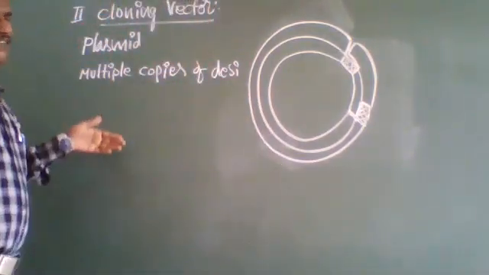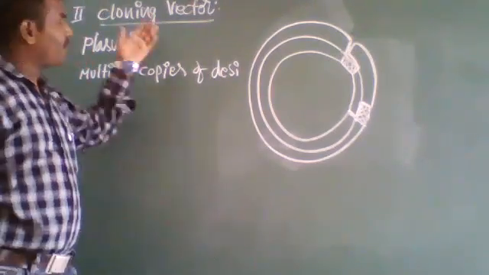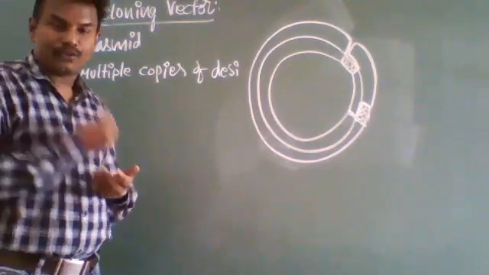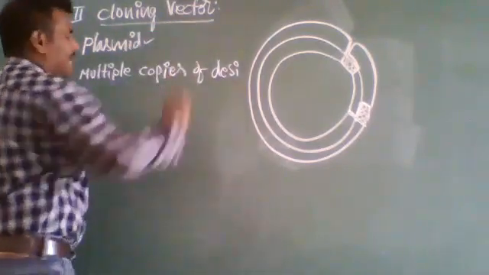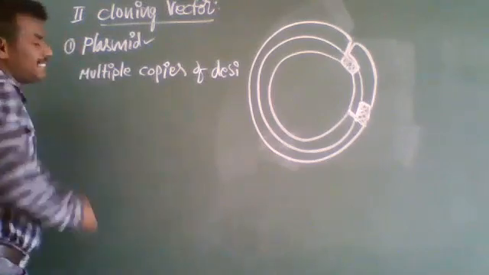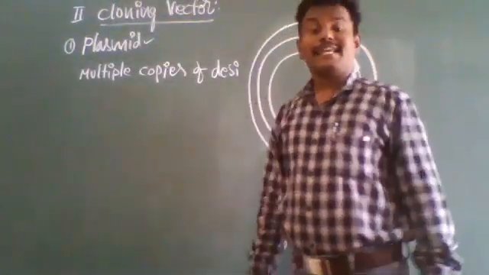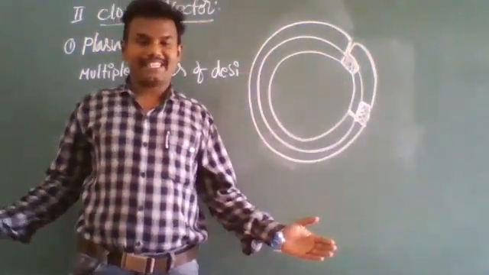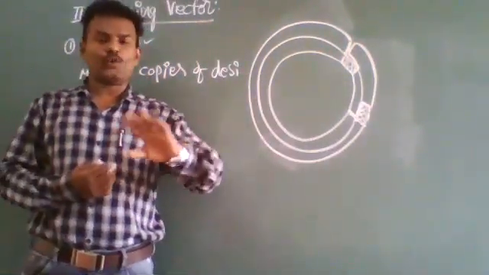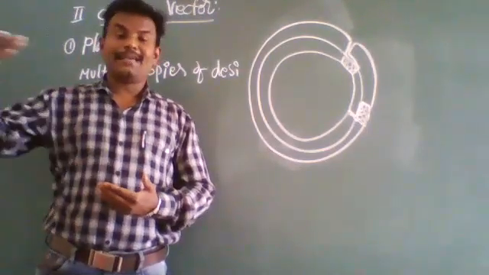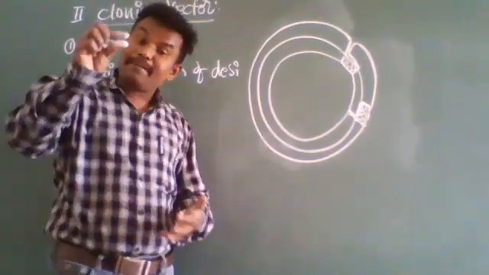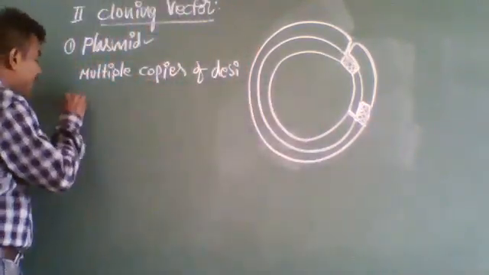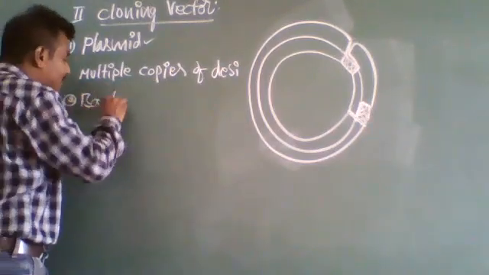There are a number of cloning vectors. The first one is plasmid, which I already wrote. Plasmid is an autonomously replicating circular extrachromosomal DNA present in bacteria, such as Salmonella Typhimurium, and in any type of bacteria. Plasmids are used in genetic engineering experiments. Next, the second cloning vector is bacteriophages.